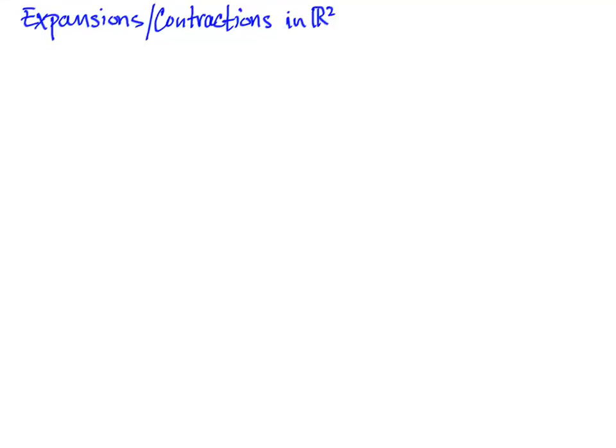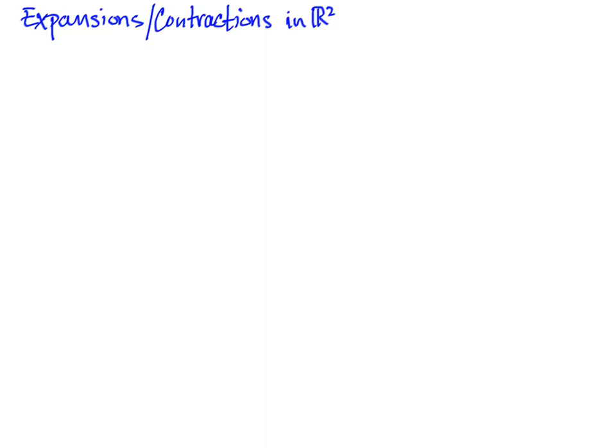Welcome back. So in this video lecture, we're going to explore another type of linear transformation in R2 that can be represented by an elementary matrix. So in this one, we're going to talk about horizontal and vertical expansions and contractions in R2. And we'll look at fixed points and do an example.